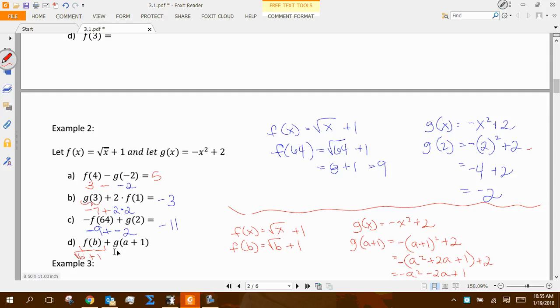So all we have to do over here is add that to this root b plus 1. Now, this root is root b, and then the plus 1 was on the outside. So now we have plus a negative a squared plus a negative 2a plus 1. Now we've got like terms here. We have this positive 1 and that positive 1, so we're going to rewrite this as root b minus a squared minus 2a plus 2. And that then is the solution that we're looking for in example 2, part D.